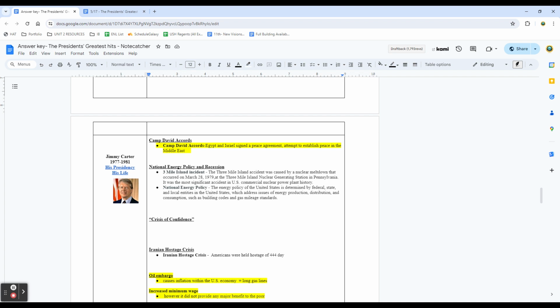But Carter's presidency is also plagued by other issues. He has this national energy policy because there's an economic recession. There are still ongoing issues in oil shortages.